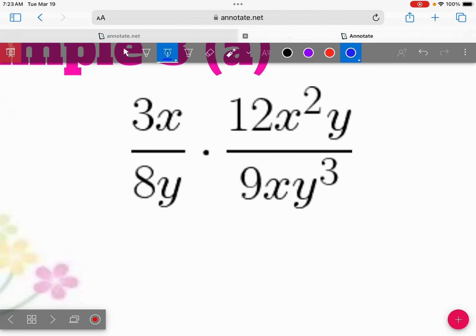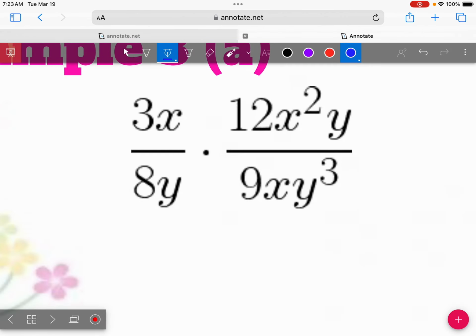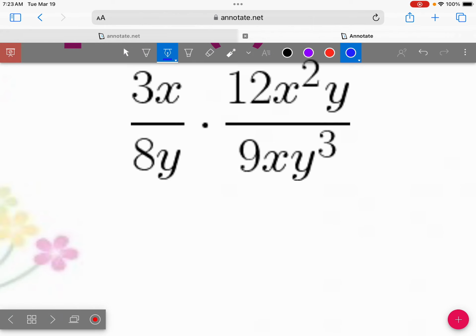So here's our first problem of the day. I'll zoom it in so we can actually see this a little bit better. So we've got 3x over 8y times 12x squared y over 9xy cubed. And we have been asked to multiply these together.